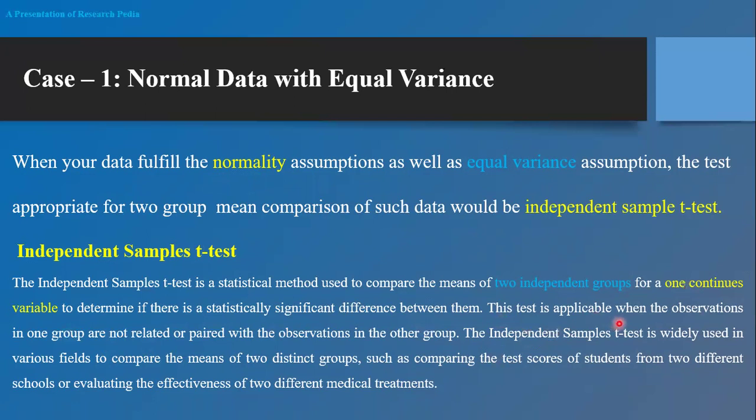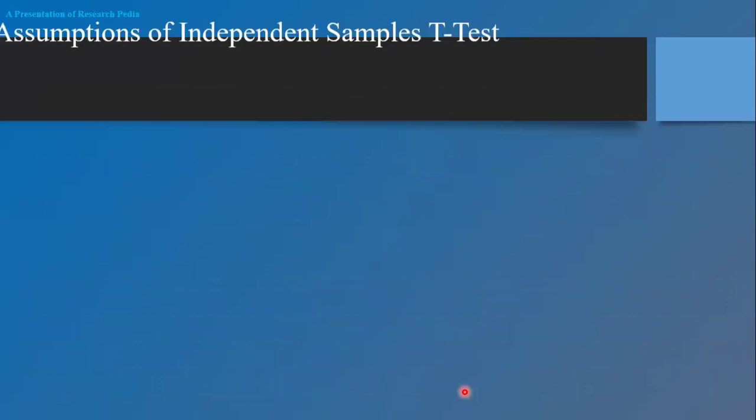So this test is applicable when the observations in one group are not related or paired with the observations in the other group. The independent sample t-test is widely used in various fields to compare the means of two distinct groups, such as comparing the test scores of students from two different schools or evaluating the effectiveness of two different medical treatments. So let me show you the procedure.